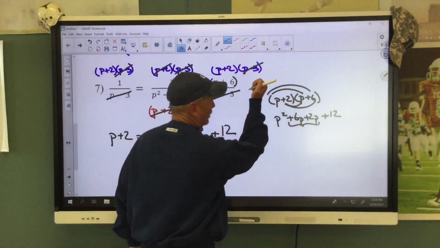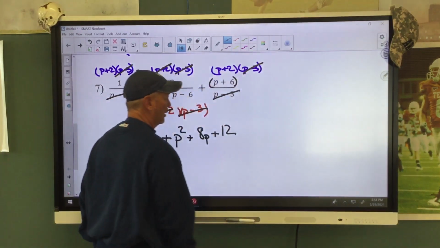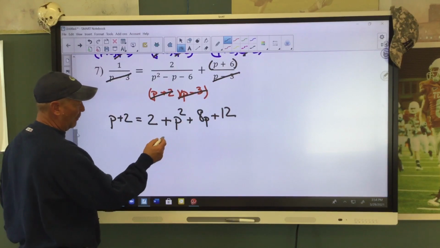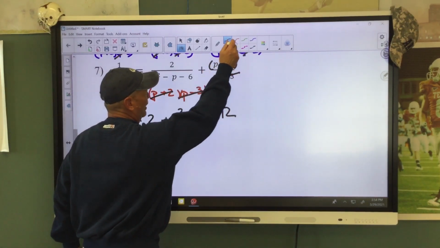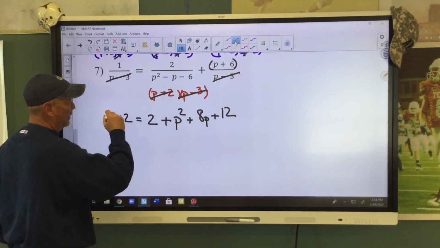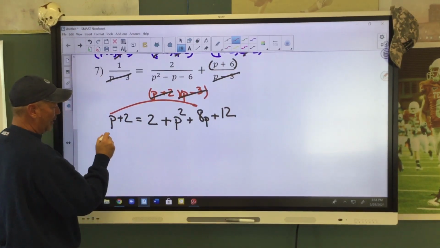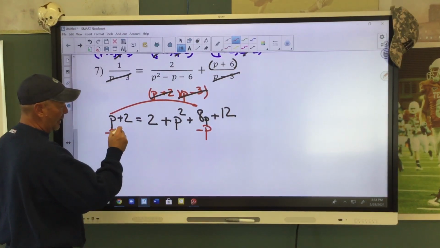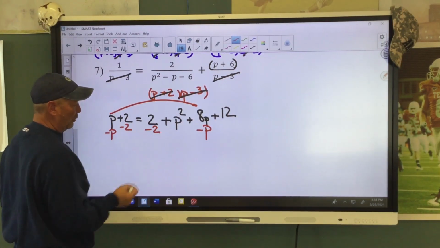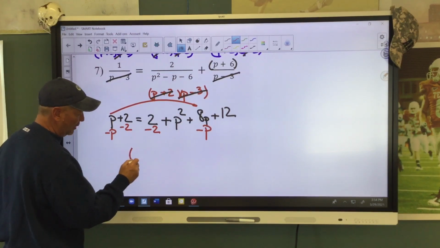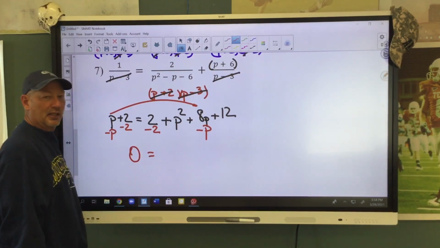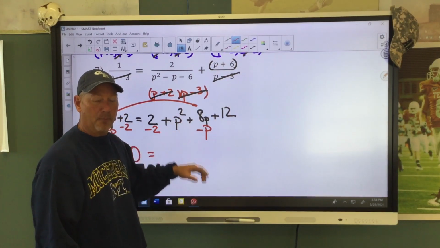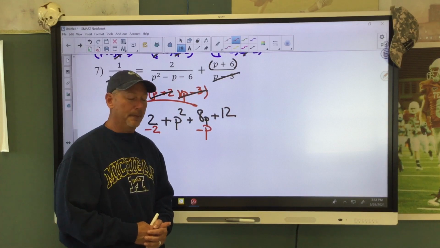Okay? So we're going to combine like terms. I'm going to actually move everything to this side. I'm going to move this to the other side. I'm going to say minus p. I'm going to say minus 2 minus 2. And that's going to leave me with a 0 on this side. I need to get everything to one side. Why? Because I have p squared, and I'm probably going to have to factor somehow, some way.